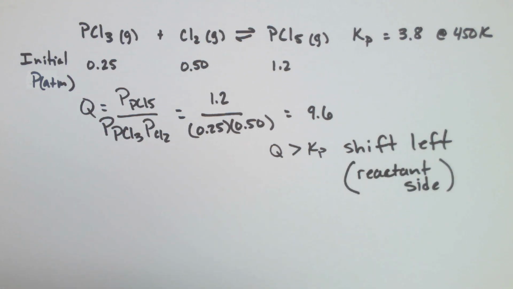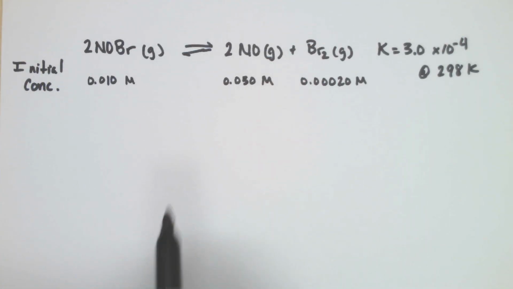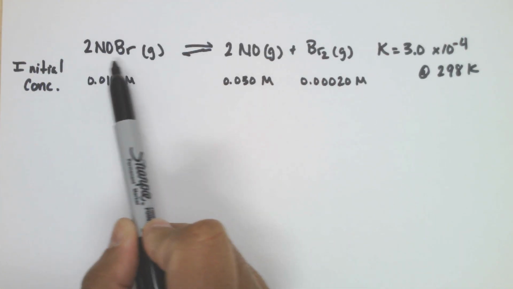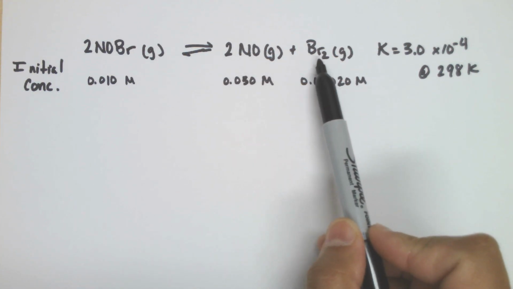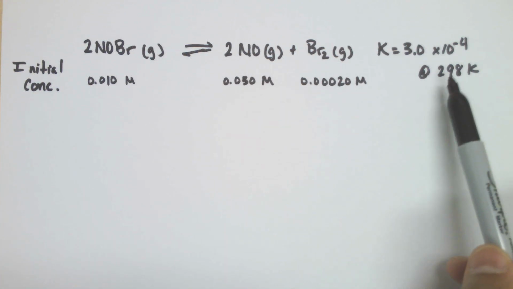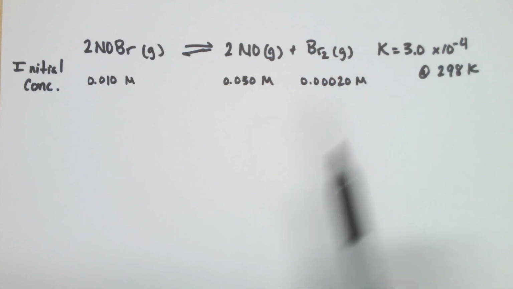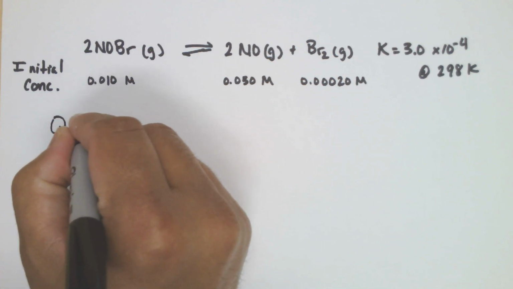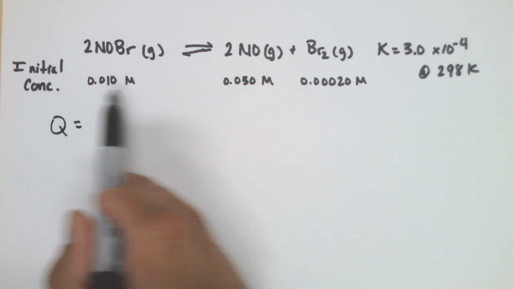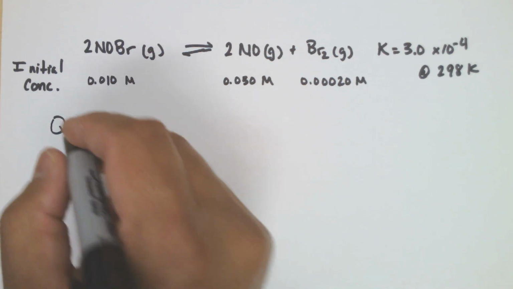Let's close with one more example. So here we have the reaction of NOBr, 2 moles, to yield 2 moles of NO and 1 mole of Br2. At 298 K, here's our equilibrium constant. So again, let's set up our reaction quotient. Here are the initial concentrations.